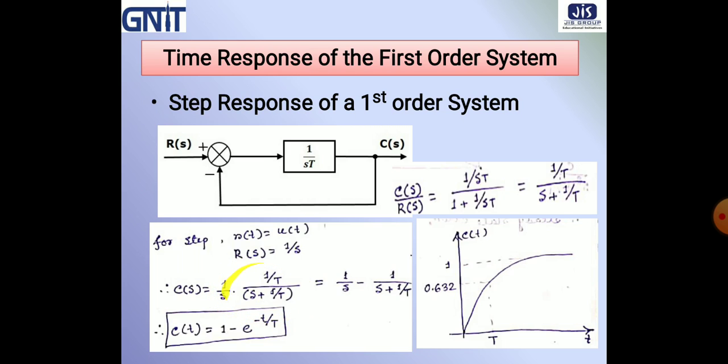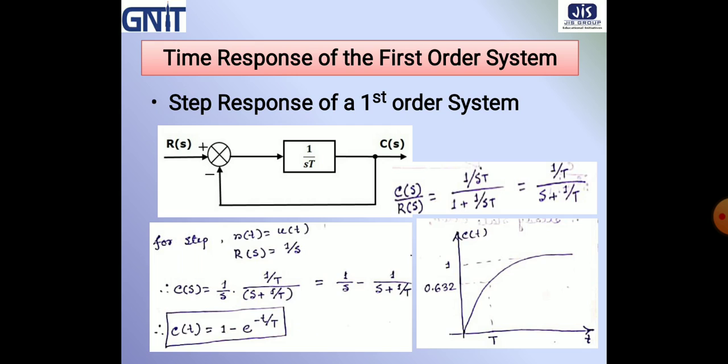And if we apply the partial fraction method, then we get 1 by s minus 1 by s plus 1 by T. That is our C(s). Now if we apply inverse Laplace transform for this equation, then c(t) will be 1 minus e to the power minus small t by capital T.